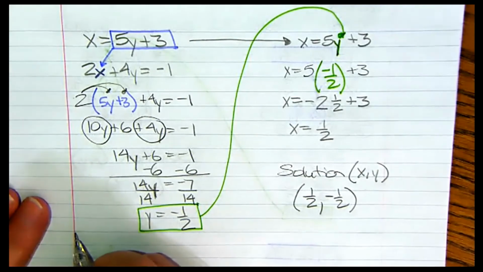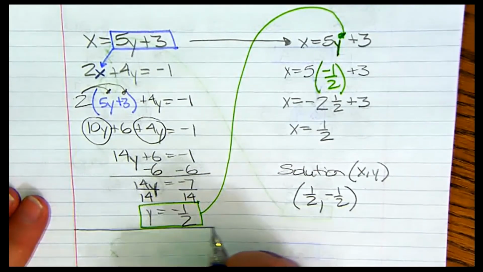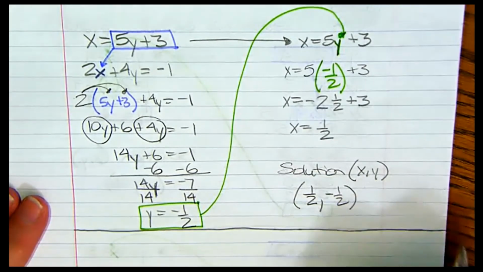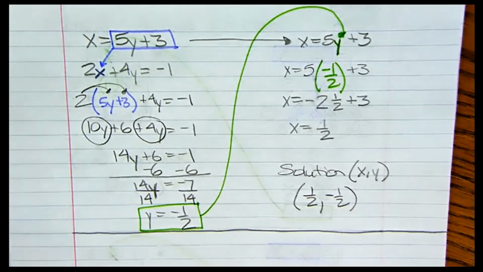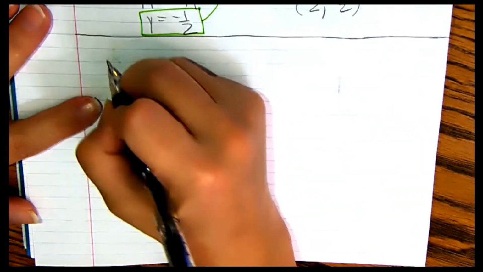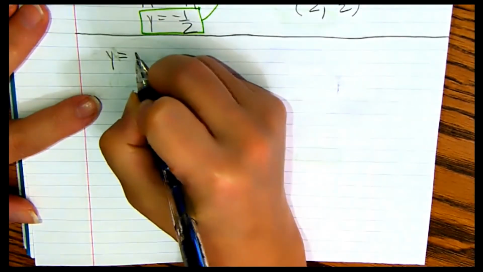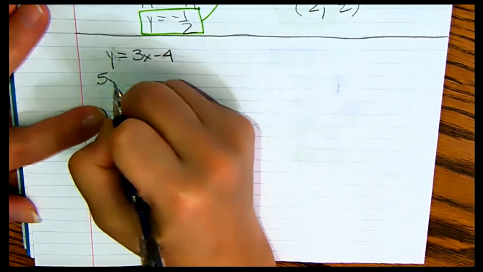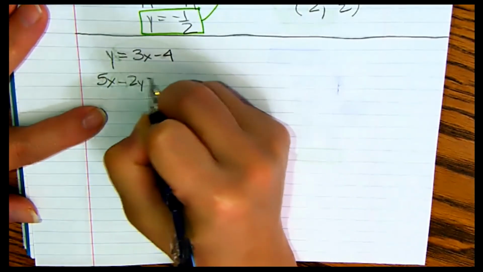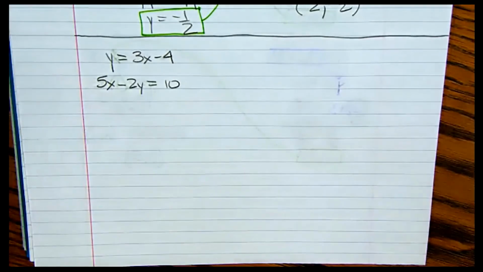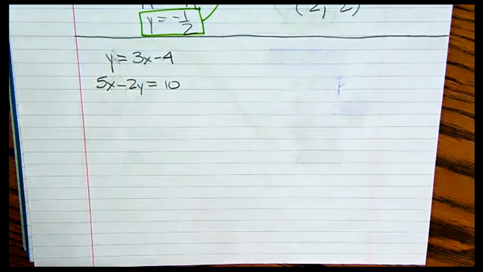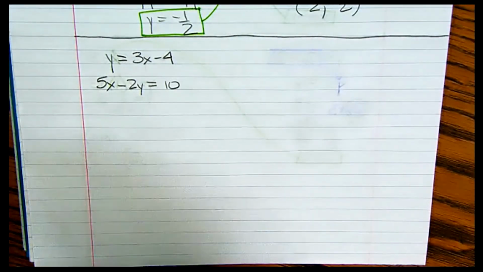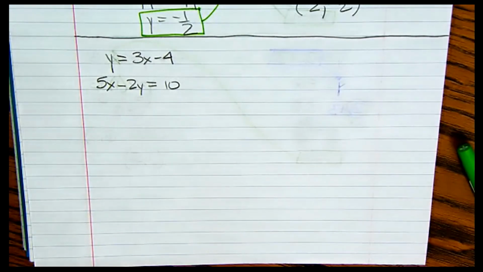Okay, the only way to know whether you truly understand this or not is to try one on your own. So I want you to try this one on your own. Y equals 3x minus 4 and 5x minus 2y equals 10. I want you to try this on your own, and I want you to type the solution into the chat.